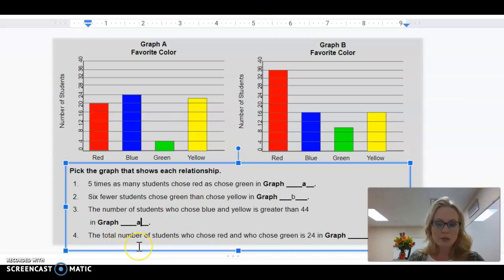And the last one, the total number of students who choose red and who choose green is 24. So that's 20 and 4. So that is going to be graph A. And there you have it. Those are your answers for Name That Graphs. So you are going to be doing some things like this in your next math assignment. Good luck.